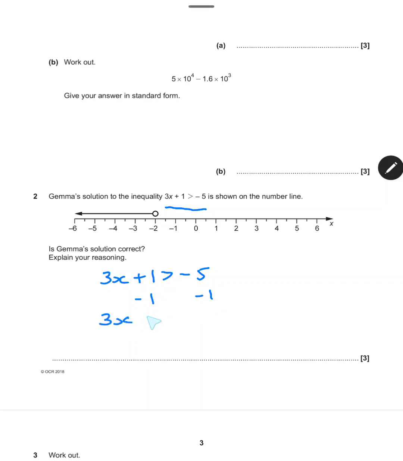and we get 3x is greater than negative 6. And then we're going to divide by 3 and divide by 3. And we get x is greater than negative 6 divided by 3, which is negative 2. So this is the solution to the inequality that we need to place on the number line. Well, negative 2 is important, so there will be a circle at negative 2. And we've got x is greater than negative 2, so rather than coming lower, we want to go higher.